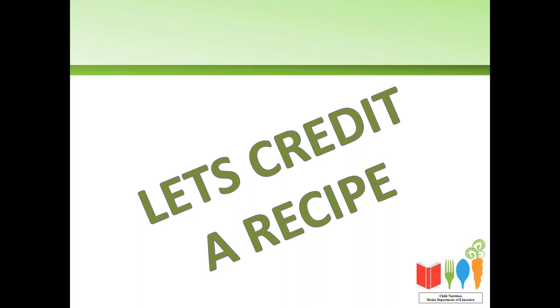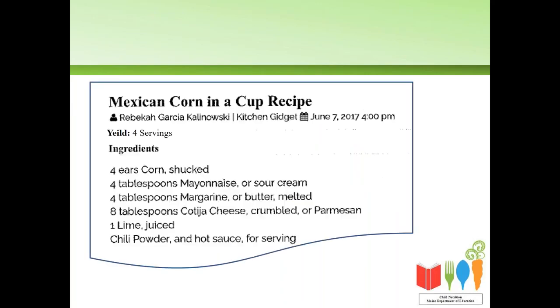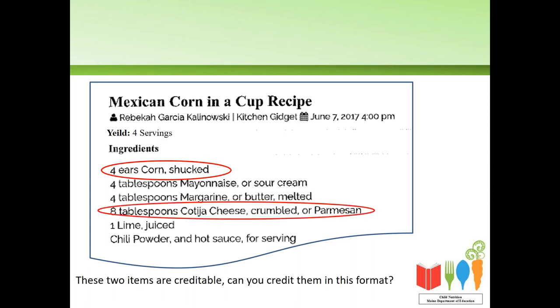We will now go step by step through the process of crediting and standardizing a recipe. Here we have a recipe for Mexican corn in a cup. The first thing you need to do when you're going to credit and standardize a recipe is identify the ingredients that can count towards the meal pattern. Here we have the corn can be credited towards your starchy vegetable, and we have cheese that can credit towards your meat alternate. So these two items are creditable, but it is not easy to credit them in this format. So now we have a few more steps we need to take.